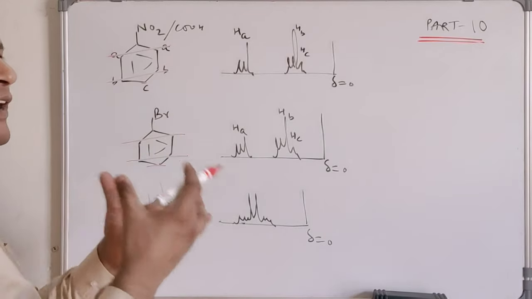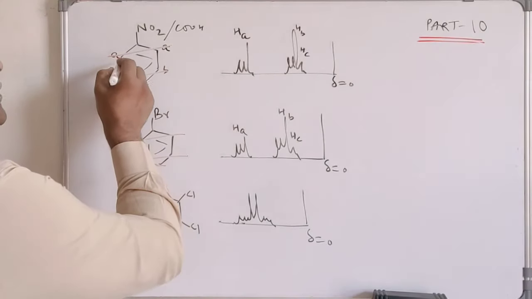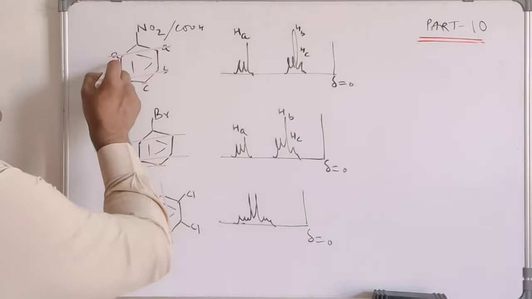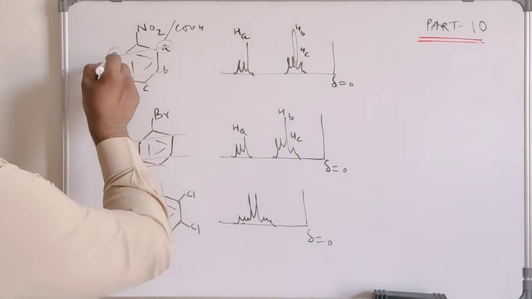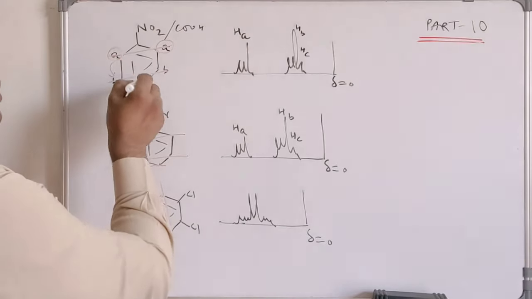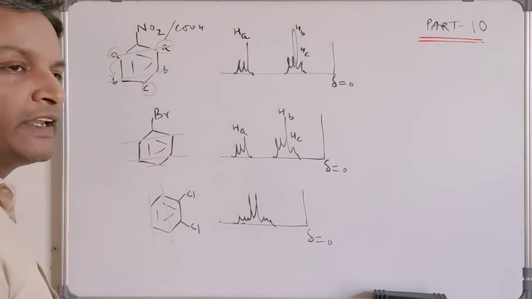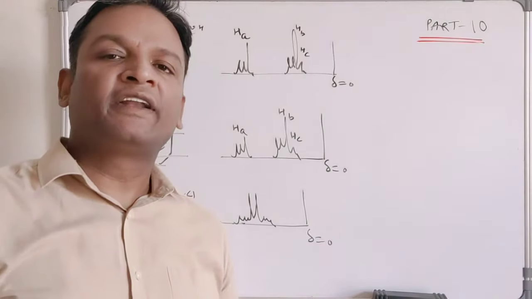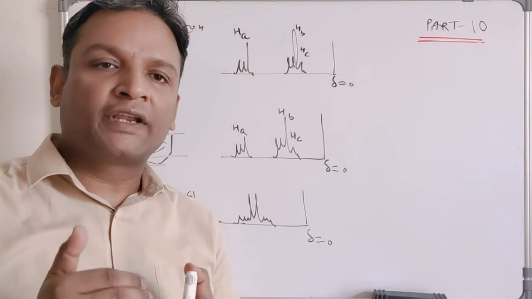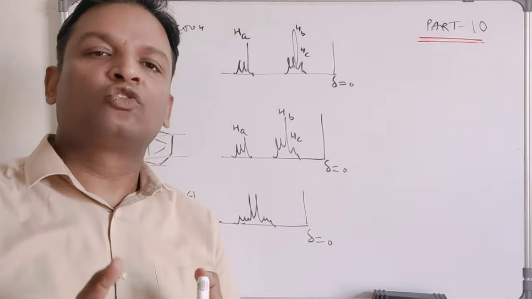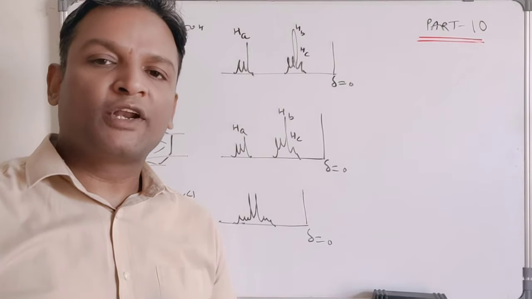We will observe a complex aromatic peak pattern because this A proton, which we are assigning as A, will couple with this B and will also couple with C. So in the case of aromatic systems, you should remember one point: in aromatic compounds, long range coupling is also observed. What do we mean by long range coupling?